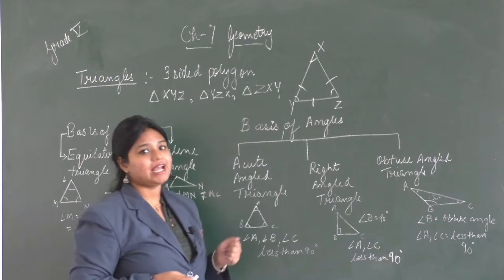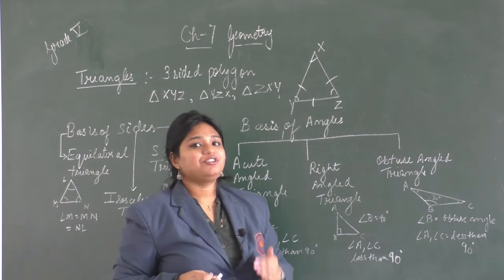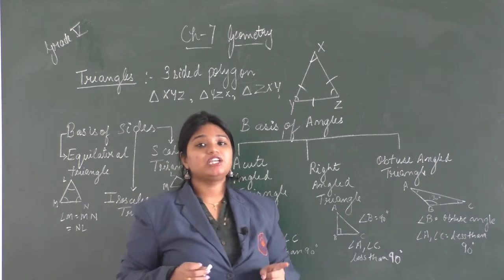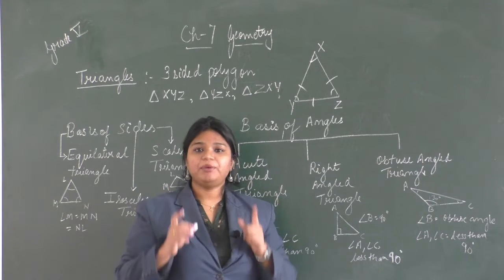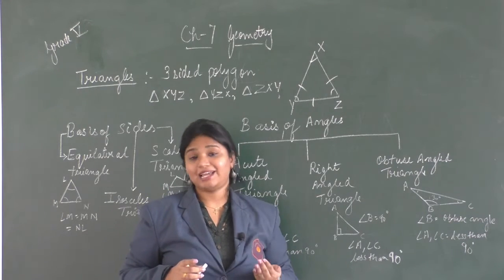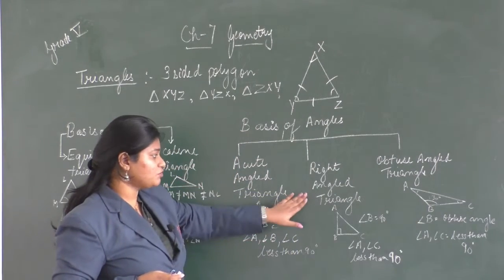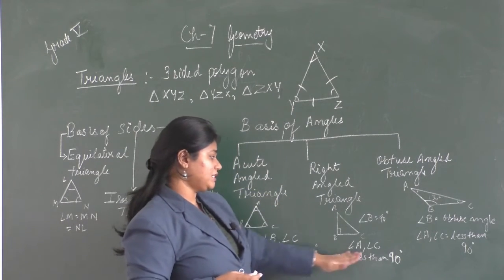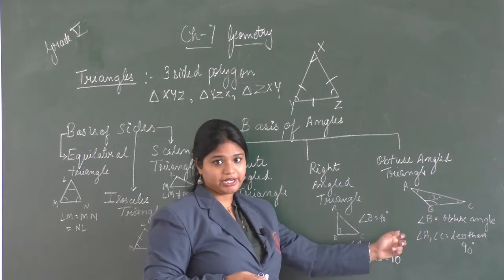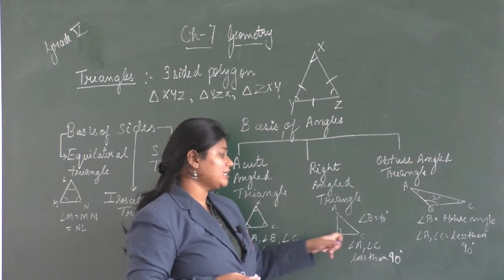Next we have right angle triangle. In a right angle triangle, one angle is equal to 90 degree and the remaining two angles will be less than 90 degree. That means they will be acute angles. So here in triangle ABC, angle B is equal to 90 degree and angle A and angle C will be less than 90 degree.